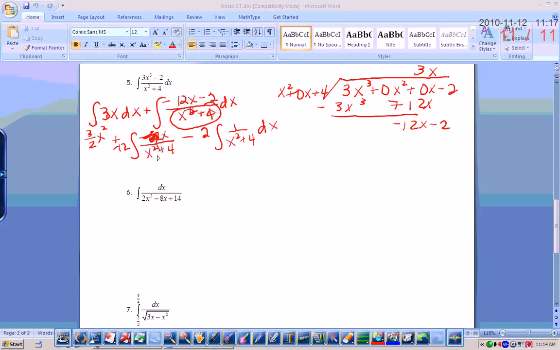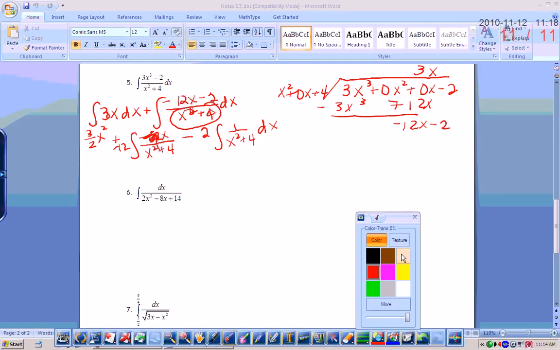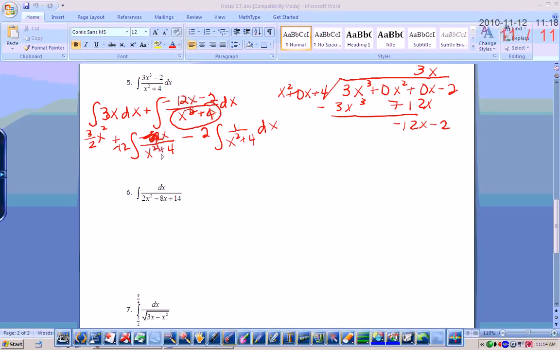So for the middle one right here, I'm going to do a u substitution, but what am I going to let u be? Right, x squared plus 4, the bottom. What's the derivative of the bottom? 2x. So if I have a 2 out here and divide by a 2, then I have negative 6.